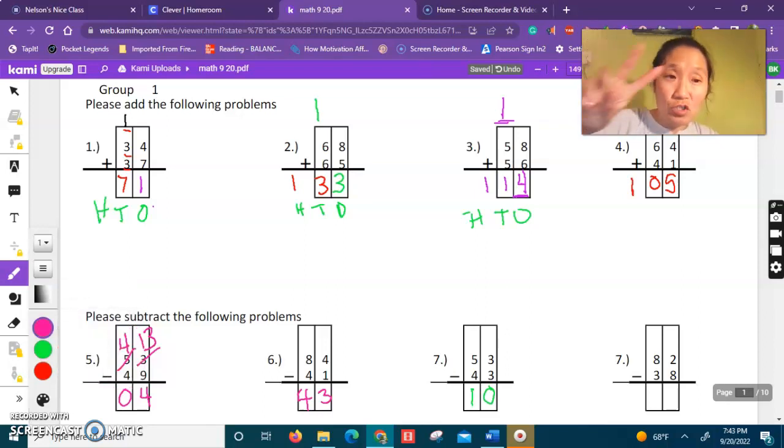Okay, I have 2. Can I take 8 away? No, I cannot, so I cross it off. Then I come over to the tens place and I borrow. I have 8 groups of 10. I'm going to borrow 1. That'll leave 7 groups of 10. I'm going to take my group of 10 and break it and turn it into ones. So I'm going to say 10 plus 2 is 12.